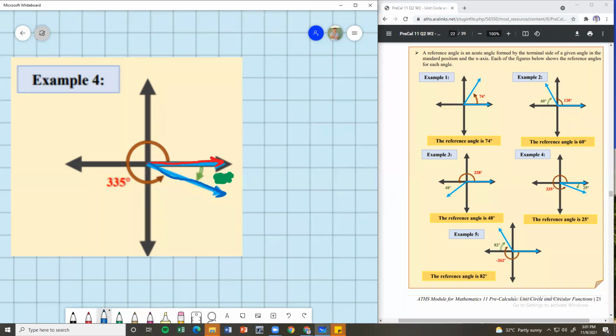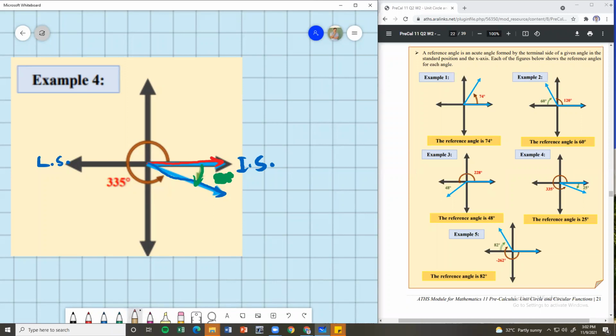Question, where is your terminal side nearest? Initial side or left side? Type your answer in the chat box. Let me see. In the initial side. Very good. So therefore, that is where you will get your reference angle, from your initial side. Now here is the catch.